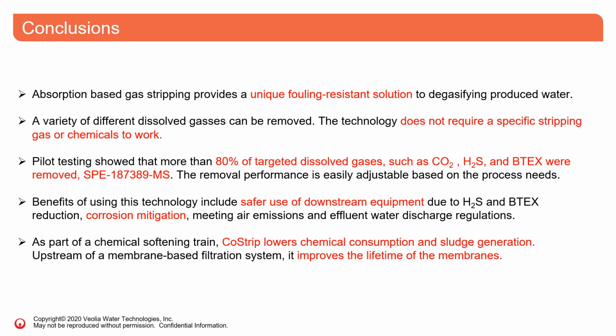If CoStrip is integrated as part of a chemical softening train, it can lower the chemical consumption and sludge generation downstream, which can reduce the capital and operational costs. Similarly, when CoStrip is installed upstream of a membrane filtration system, it improves the life of the membranes by taking out any scalants that may be present in the liquid.